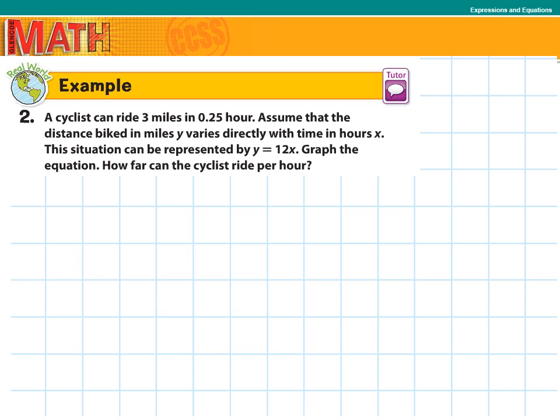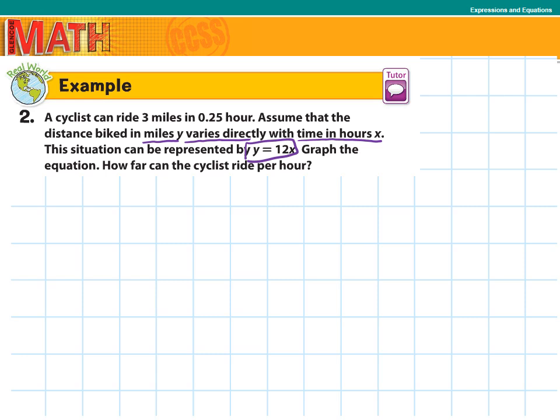Example number 2, another real-world example. A cyclist can ride 3 miles in 0.25 of an hour, or in a quarter hour. Assume that the distance biked in miles y varies directly with the time in hours x. In other words, what they're trying to tell us is that the miles, represented by y, varies directly with the time in hours x. So it's not going to change. We're going to have a constant rate. And we know it's 3 miles for every quarter hour. This situation can be represented by y equals 12x. Graph the equation. How far can the cyclist ride per hour?